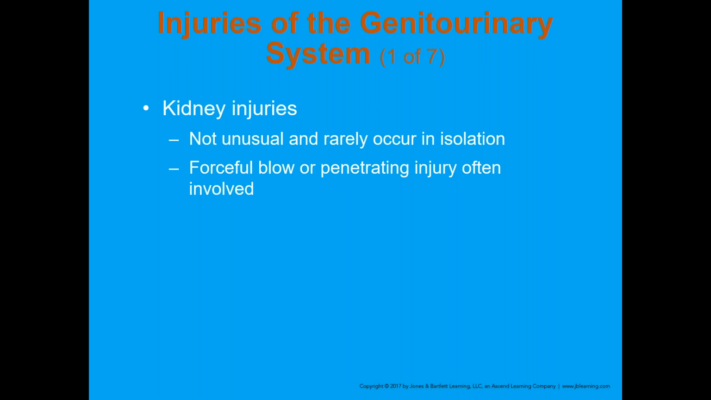You got it. Yeah, they're very well protected. They have lots of tissue and lots of structure protecting them from the front. And they have a very rigid cage-like structure of our rib cage and our spinal column protecting them from the back. Penetrating injury or a very, very forceful blow is generally required to cause injury to the kidney.